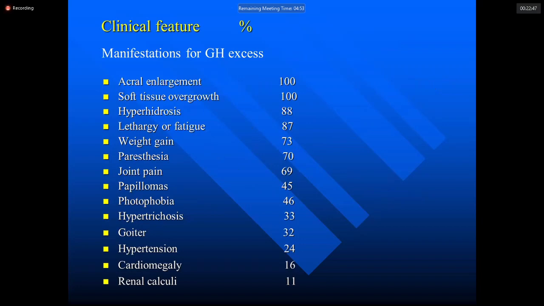The manifestations of growth hormone, in 100% of the cases, we will find that we have acral enlargement, meaning that the hands and the feet of those people who have acromegaly are enlarged in an obvious way, and soft tissue overgrowth, where the facial features become coarse, the ears and the nose and the chin protrusion are basically apparent in 100% of the cases.